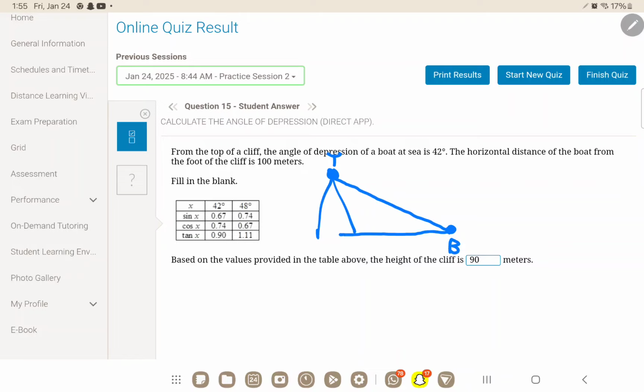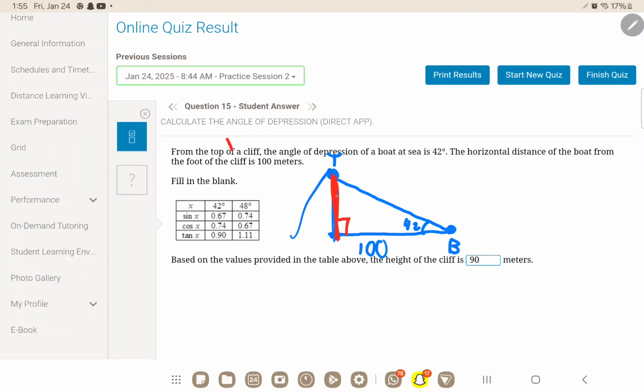So here, it's a 42 degree angle. And the distance of the boat from the foot of the cliff is 100 meters. By the way, my cliff is placed wrong. This is the cliff. So this distance from the foot of the cliff is 100 meters. They want what is the height of the cliff. So they want what is the red side here. Now, we know that this is a right triangle.